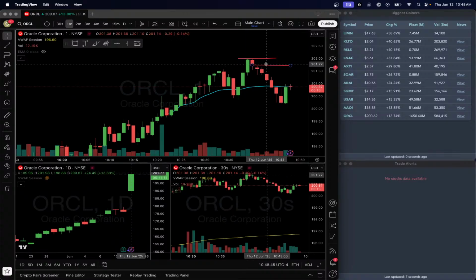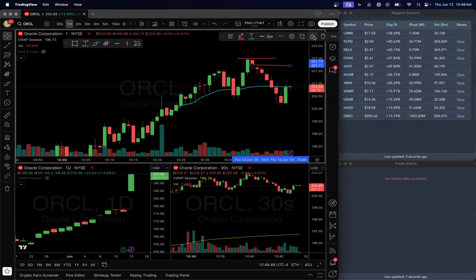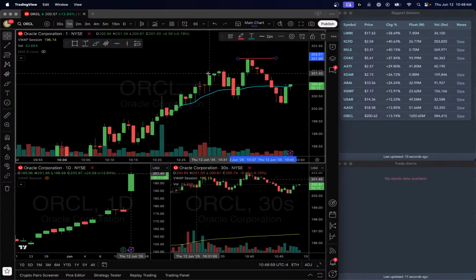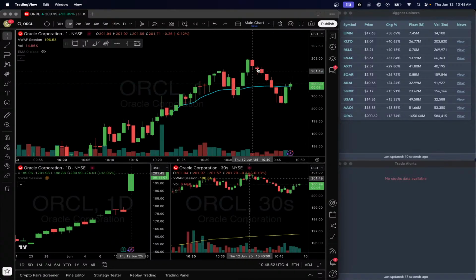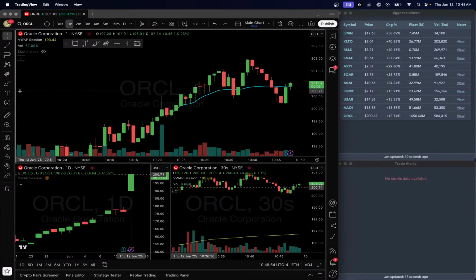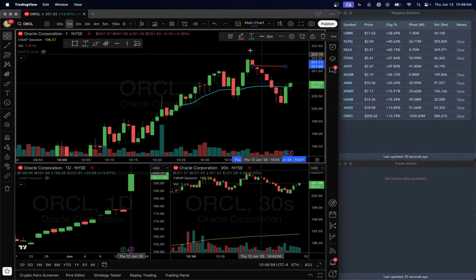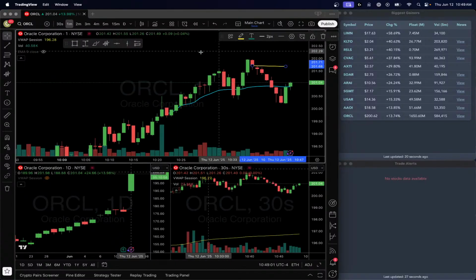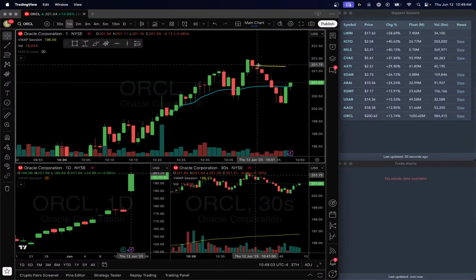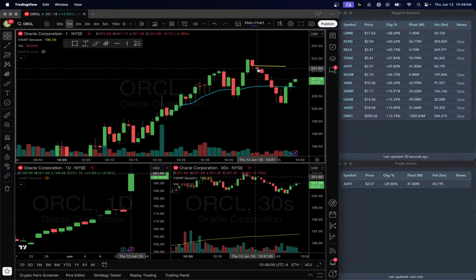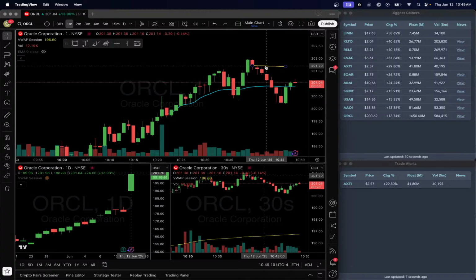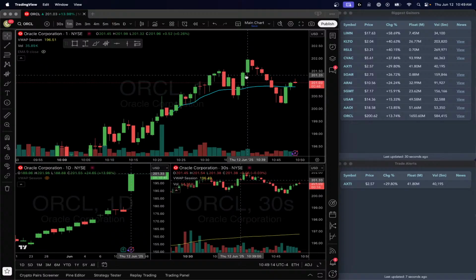So you would get in on the break of this bar right here. So you would get in on the break of that bar right there, which the high was at 201.71, so you would get in there. But it didn't happen. You get in on the break of this one, and you go to the low.